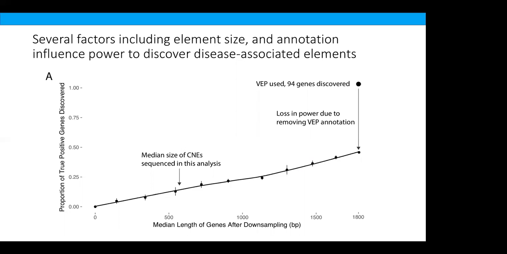And then finally, if we travel down this graph from right to left, if we downsample the genes to the median size of the conserved elements that we sequenced in this analysis, we lose again about half of our power. But we'd still discover 15 to 20 genes if you downsample them, so you only select, say, a third of the exons and you ignore VEP. We'd still discover 15 or 20 genes.